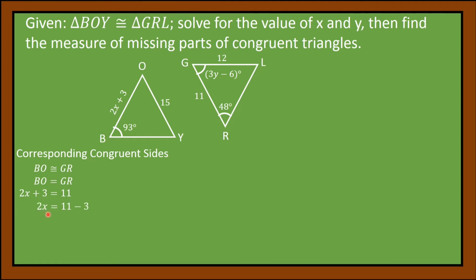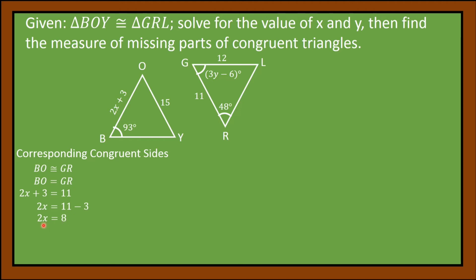So, 2x is equal to 11. So, 3 will be transposed, so it became 11 minus 3. So, next, copy 2x equals 11 minus 3 is equal to 8.